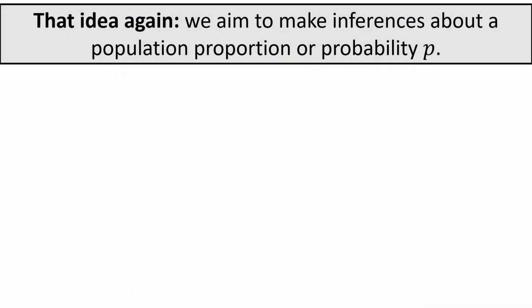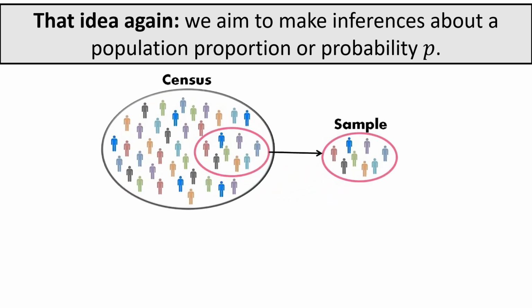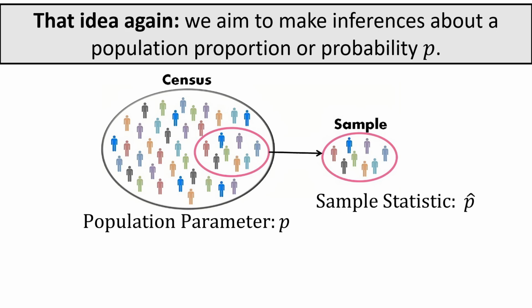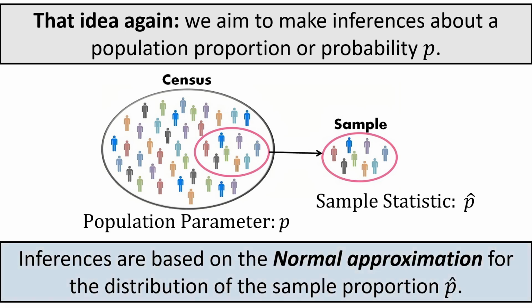So let's just remember what we're talking about in general. The idea is that we aim to make inferences about a population parameter p. It's going to be a proportion or a probability. And the way we do that is we take a sample, it's random, it's representative of the population, we get a p hat, and we make inferences based on that p hat plus the sample size. And we do that by using a normal approximation. And so inferences are based on the normal approximation, but that approximation holds only provided certain assumptions are also true.